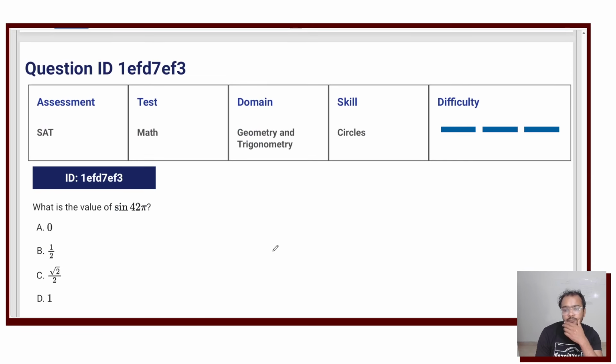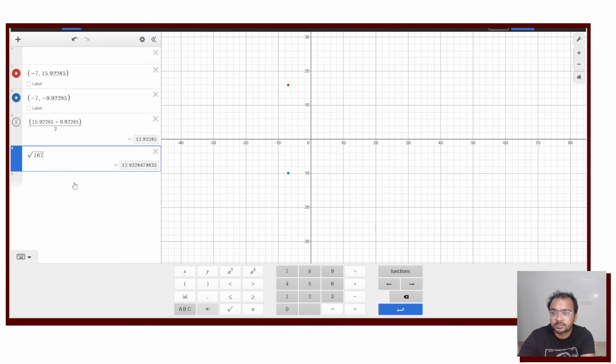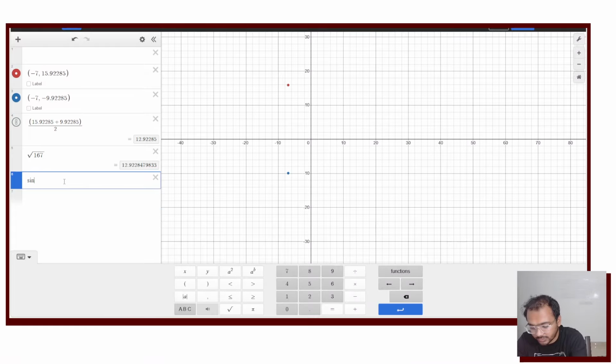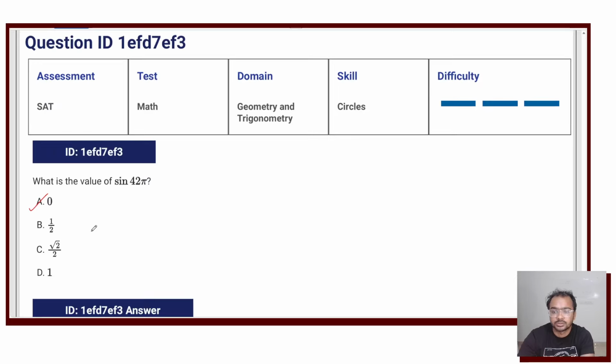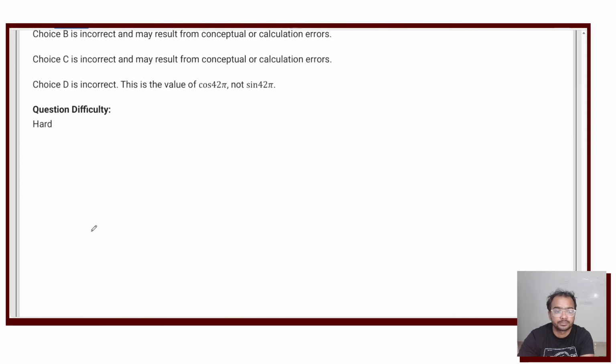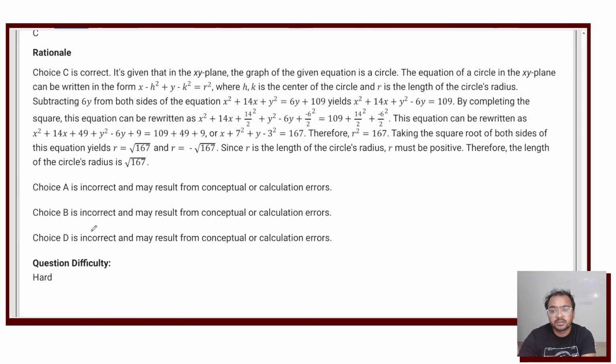What is the value of sine of 42π? Sine of any multiple of π is always 0, so it's going to be 0. And if you don't know that, you can just put it on Desmos. We have sine and then 42π. So that's coming out to be 0. So finally we are done with all these questions.